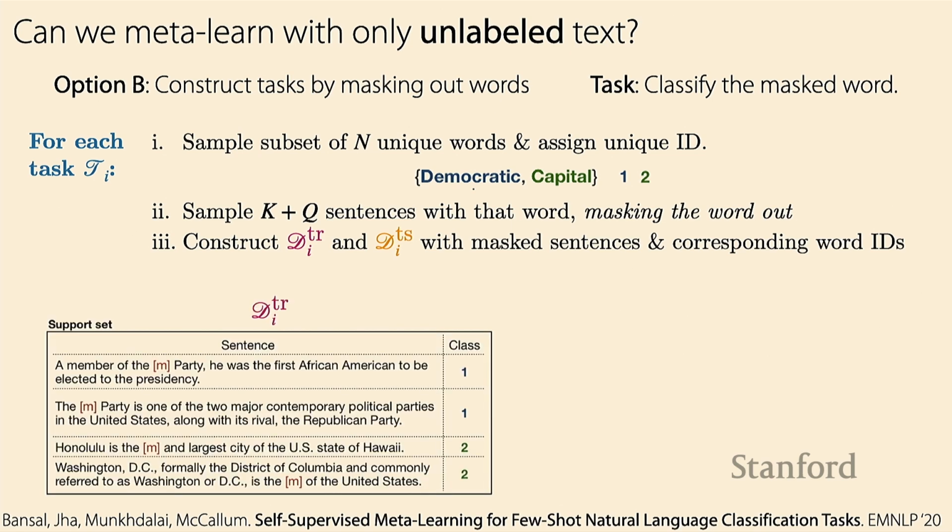Concretely, for the democratic and capital example, we can have a support set that looks like this, where M corresponds to the masked out word. The sentence corresponds to the input. The class corresponds to the label. And we have 2 examples from class 1 and 2 examples from class 2. And then the query will correspond to a new sentence that also has a word masked out. And you need to be able to predict whether the label is 1 or 2, or basically whether the word is democratic or capital.